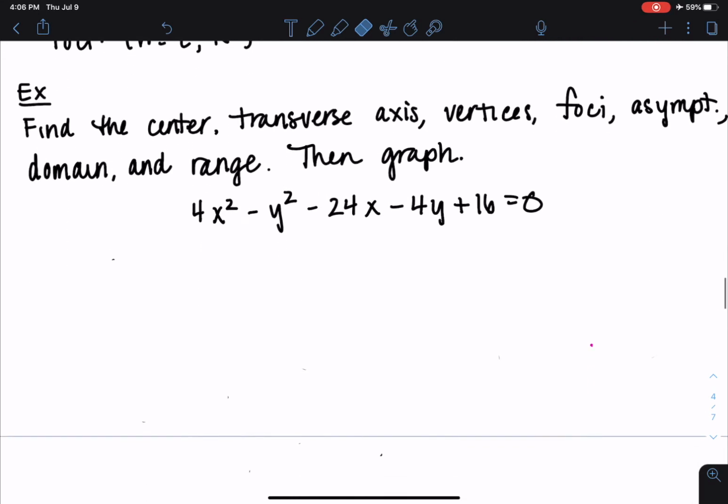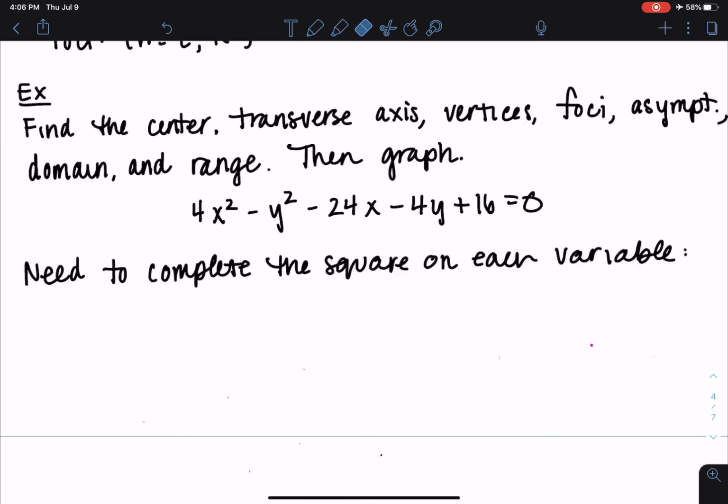So let's go ahead and work with this equation. We're going to find the center, the transverse axis, our vertices, foci, asymptotes, domain, range, and we'll graph. And again, we'll graph simultaneously while doing this. Problem is right now, this thing is all over the place. I don't have something squared minus something squared. I do have that my value of x is positive, so it is going to open in the x direction. But I need to complete the square on each of these variables.